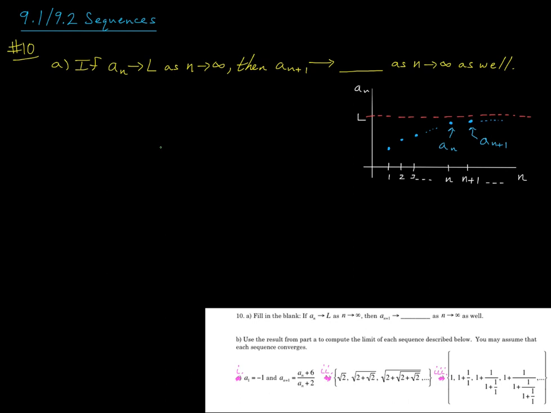10, part A says fill in the blank. If a sub n approaches L as n approaches infinity, then a sub n plus 1 will approach what as n approaches infinity? And there's a hint here, it says as well.